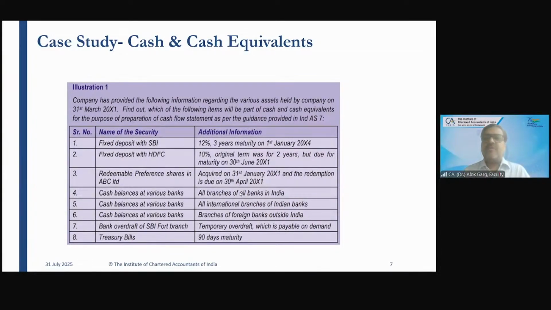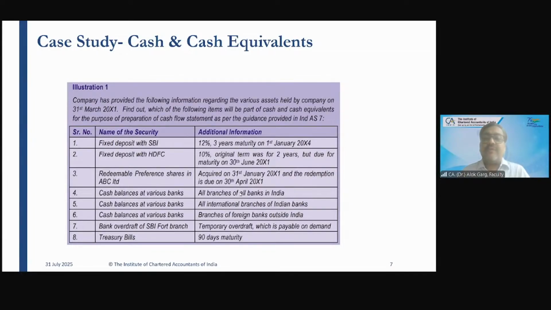Yes, you are right. So if there is a restriction, for example, whenever you want cash, you have to file some letters and formalities, and it will take around 6 months, then it is not a cash and cash equivalent. Okay. Cash balances at various bank branches of foreign banks outside India. Yes, sir, again yes. It's a cash and cash equivalent until and unless there are some restrictions in the retrieval of the cash, in the expatriation of the cash.